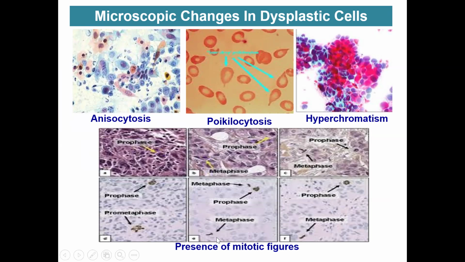Next, of course, the presence of mitotic figures. Upon higher magnification, you would observe the presence of different mitotic figures. So you could see here that this cell was in prophase, and this one is in metaphase, lined up at the center. So that is basically present in cells that are dysplastic, especially if it is going straight to the cancer stage.